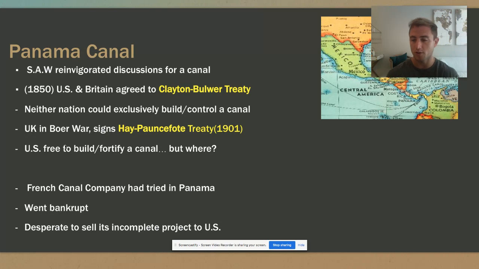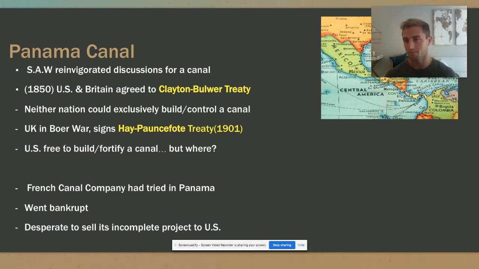But where to build it? Because the French had already tried this before. They had tried to build a canal in Panama, and they went bankrupt, largely because of disease there, especially yellow fever had moved through. It was nasty, and they had really dug almost a third of the canal, but had gone bankrupt in the process, and they wanted to sell their incomplete project to somebody. It now looks like the U.S., after this Hay-Pauncefote Treaty, okay, looks like no problem. We can sell our canal.